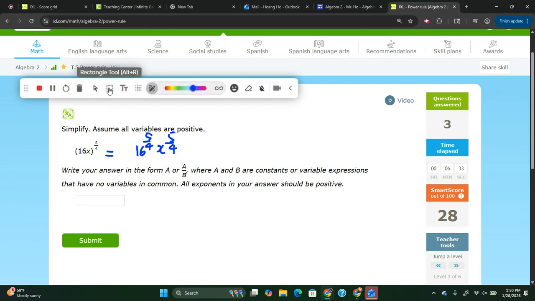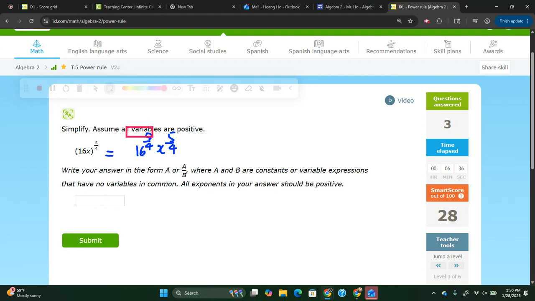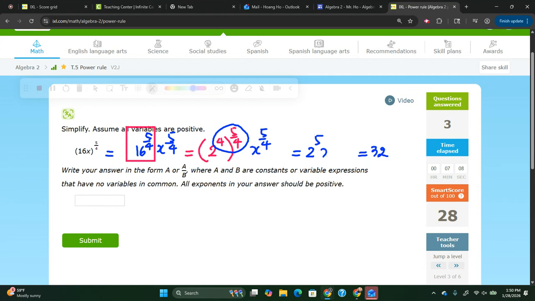So again, you got the number part over here. If you punch your calculator, you get the answer. But if you don't use calculator, it's okay. 16 is 2 power to the 4. Now you power 5 over 4 outside. So you can multiply the 2 power together, it comes out number 5. So 2 power to the 5th, which is 32. Now let's talk about the x part. x power 5 over 4.